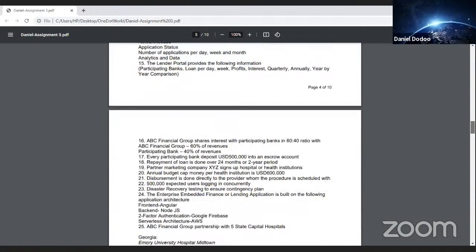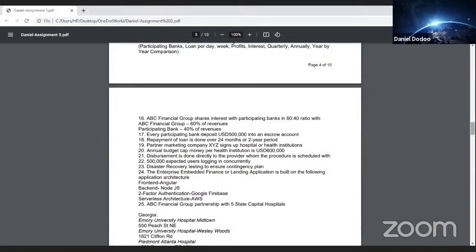We move on. So ABC Financial Group shares interest with participating banks in a 60-40% ratio. ABC Financial Group takes about 60% of the interest that has been generated, and the participating banks, the lenders, take about 40%. Every participating bank has to deposit 500,000 USD into an escrow account. The repayment of the loan is done over a 24-month or 2-year period.